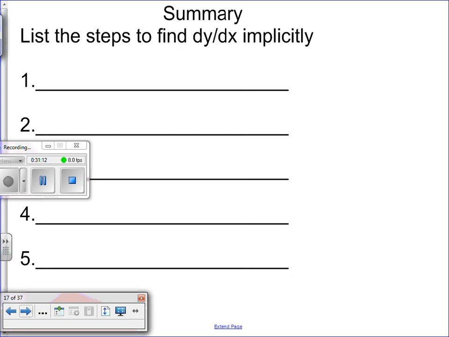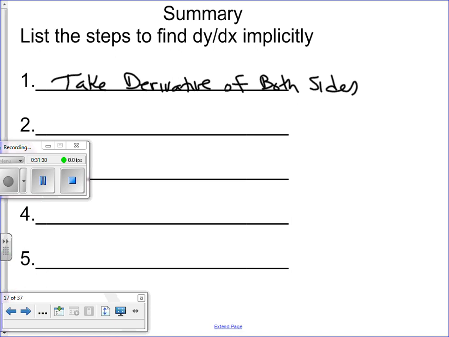So basically, if you had to list a few steps, what's the first thing you do if you have to get the derivative implicitly? Take the derivative of both sides, obeying all the rules. Then after you take the derivative, you have to distribute if necessary. Then you move all the dy dx terms to the left.